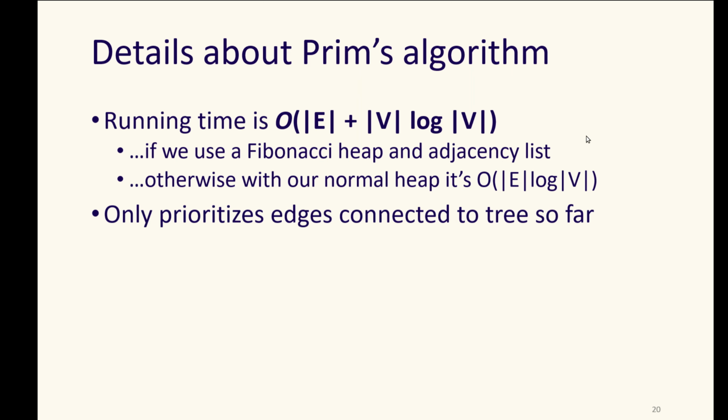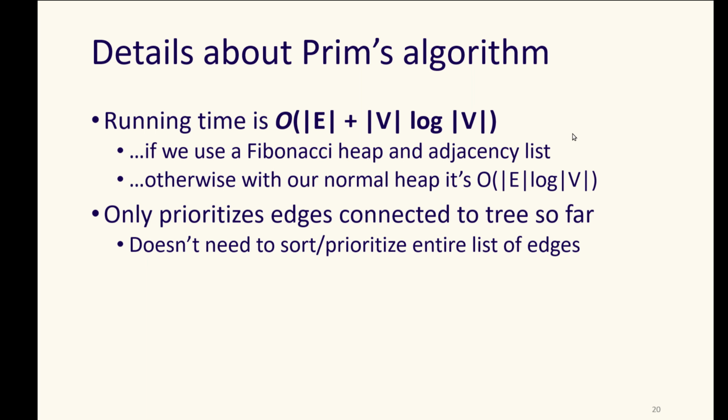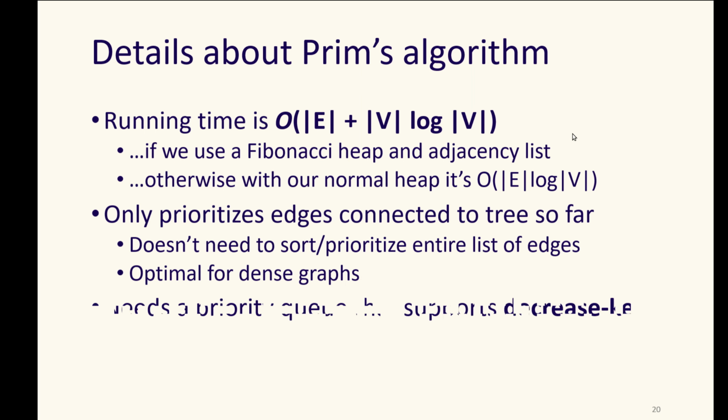It only prioritizes edges that are connected to the spanning tree so far. It doesn't need to sort or prioritize the entire list of edges. And that means that it is optimal for dense graphs that are highly connected to each other. And as mentioned, it needs a priority queue that supports being able to decrease the key of something once it's already in there.